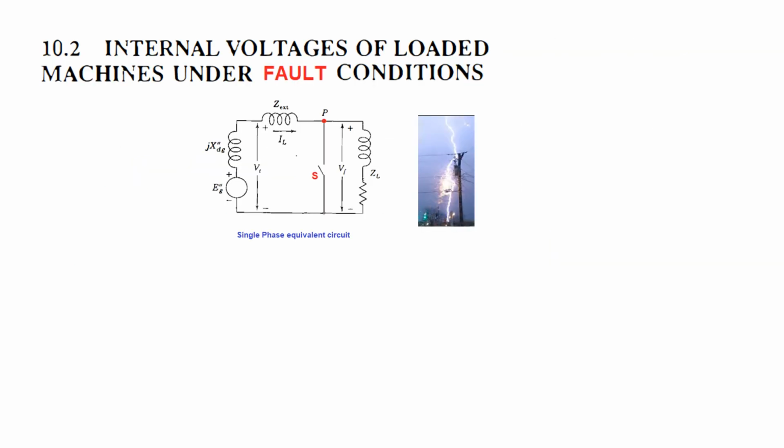Okay, now let's discuss the internal voltages of a loaded machine under fault. So this is the machine and this is a load connected, and to simulate a fault like this, we have used a switch here. When the switch is connected, that means a fault has occurred, and when the switch is not connected, then this is a normal circuit. And this is only one phase, representing the single phase equivalent of the three-phase circuit.